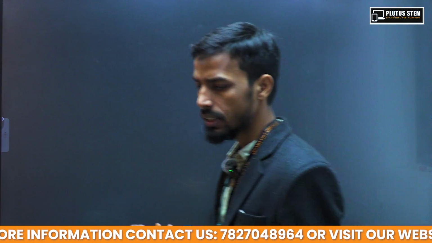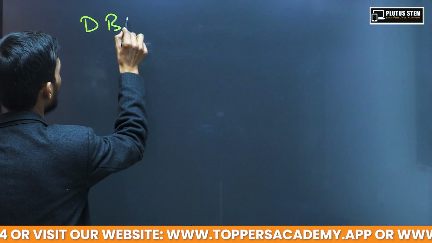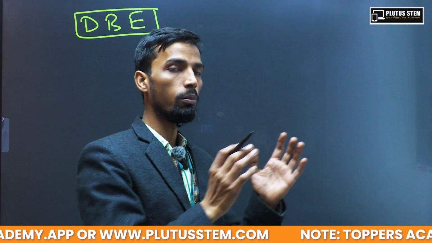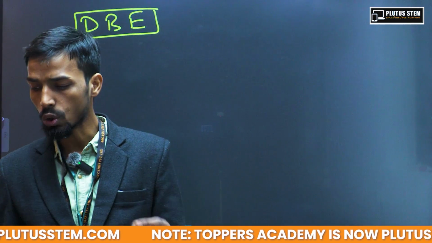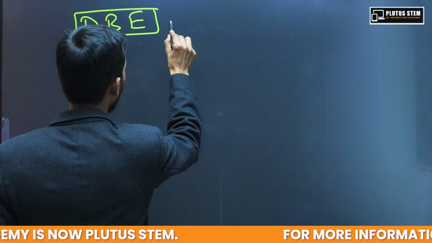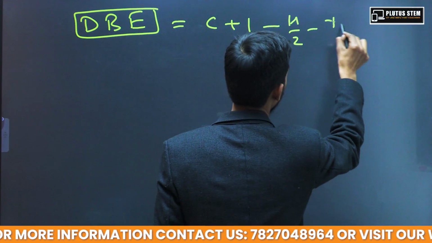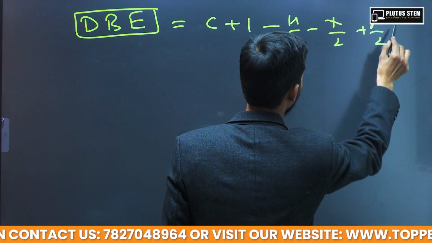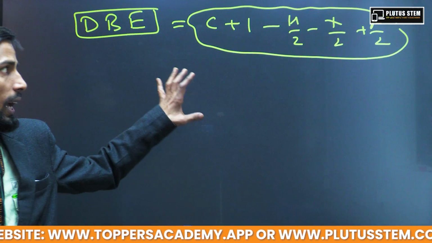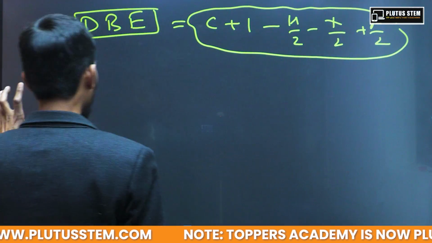So what is ring chain isomerism? Before going to that, I would like to tell you about DBE, double bond equivalent. Before moving to ring chain isomers, we need to be clear about this. There is a formula: carbon plus 1 minus H upon 2 minus X upon 2 plus N upon 2. With the help of this formula, we can find out the double bond equivalent.